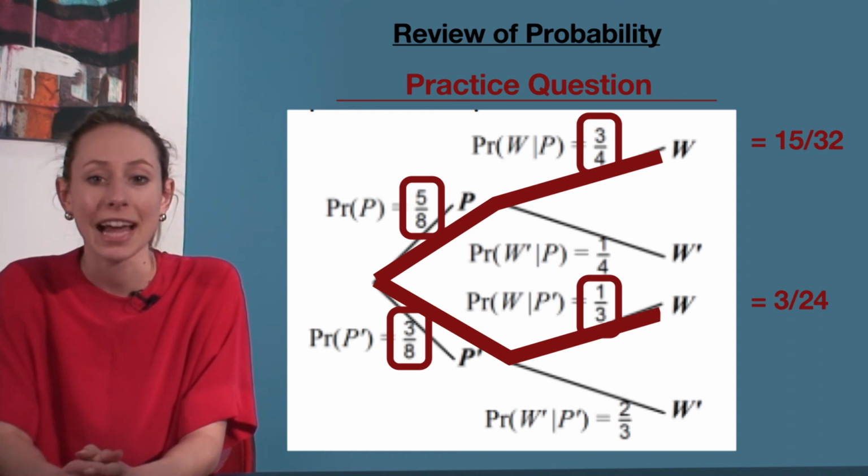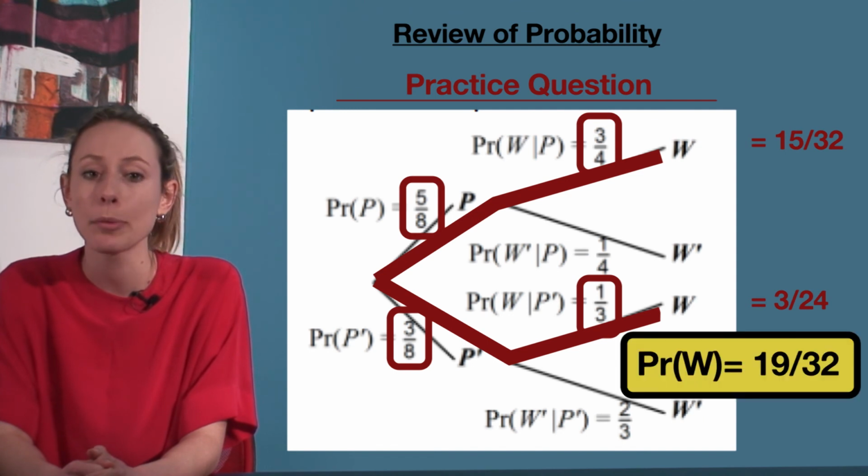The final step is to add those 2 products together to find the final probability of Sally walking Mac on a particular morning in April. This gives us the answer 19 out of 32.